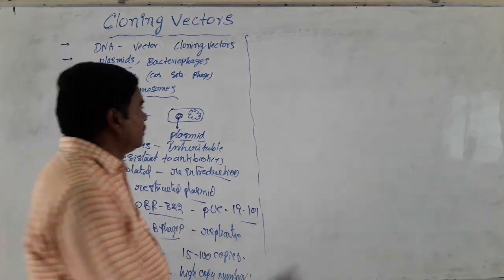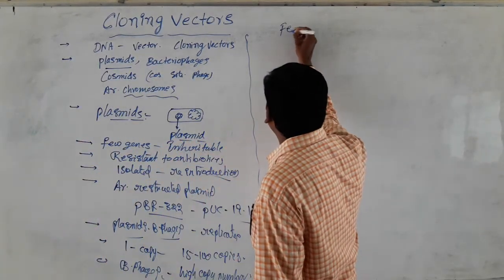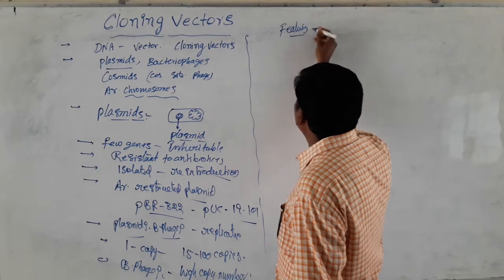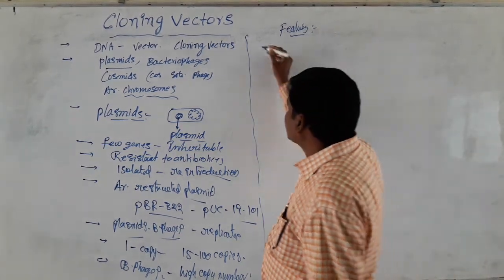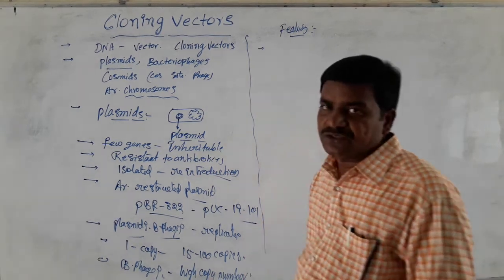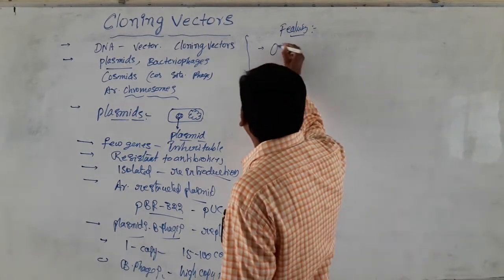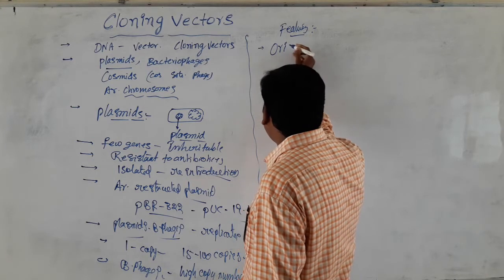Now coming to the features of a cloning vector. Cloning vectors contain some properties. The first property is the origin of replication.